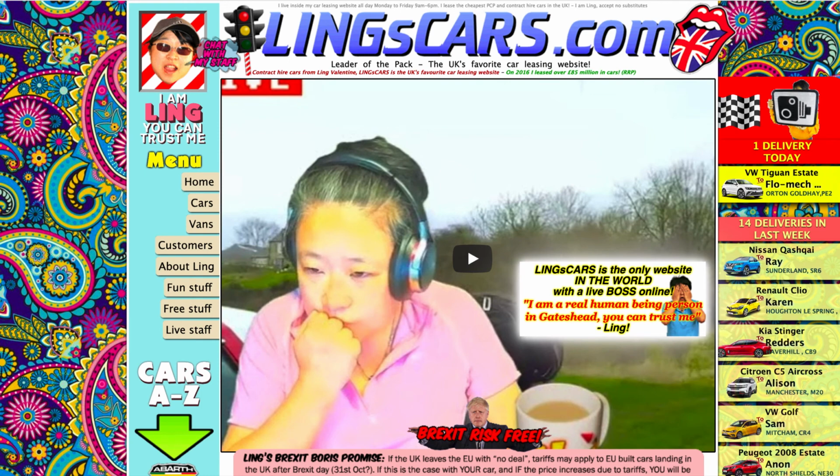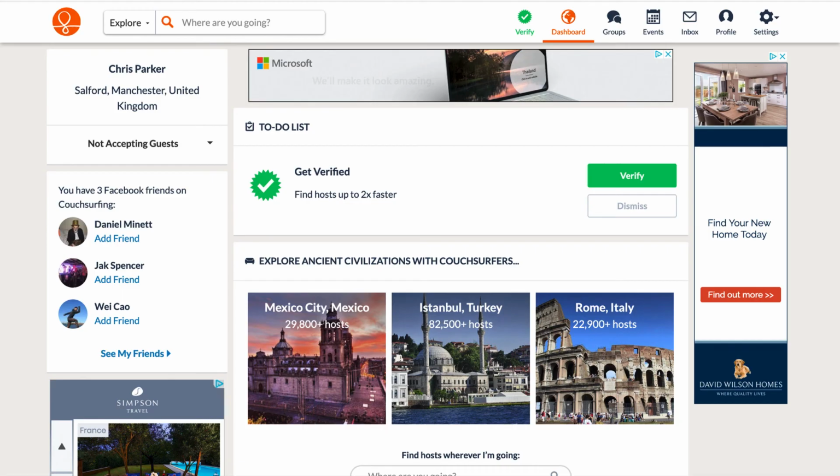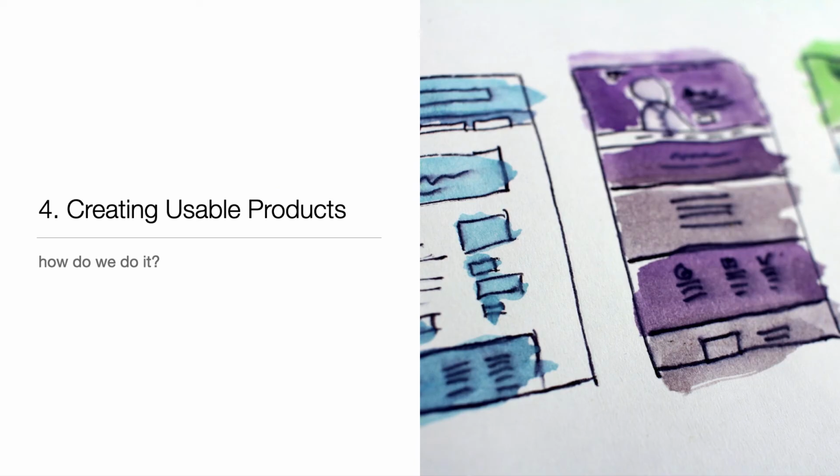Later on in the series, we're going to look at this website, which is Lingscars, and you'll see that it is an absolute nightmare of accessibility. Someone who uses alternative input methods is probably not going to be able to use this, whereas when you look at other websites, such as Couchsurfer, you see that it's easy to understand, easy to access, and we're going to cover these during the lecture series.